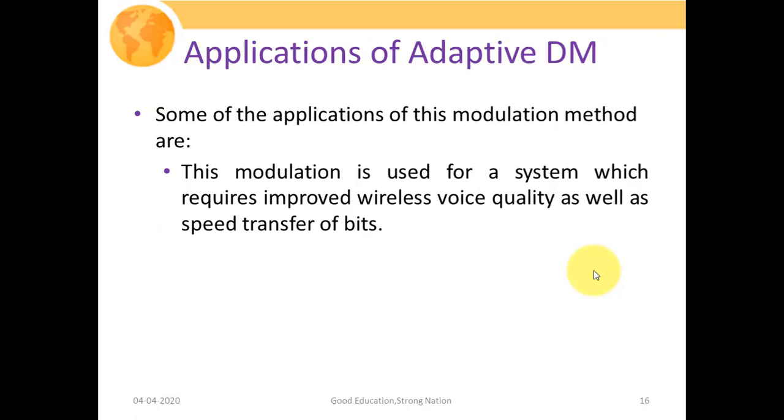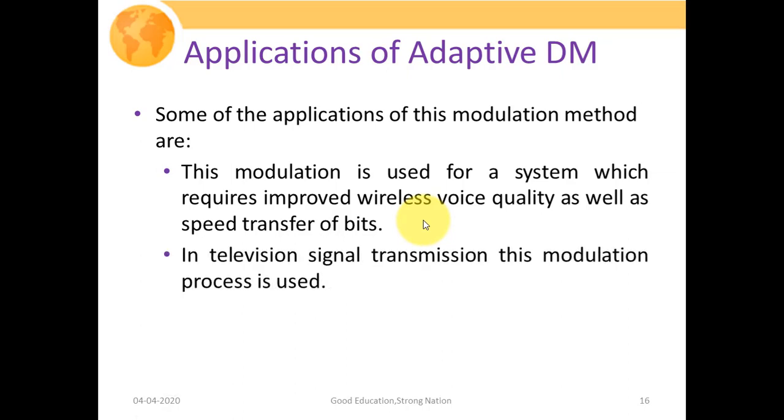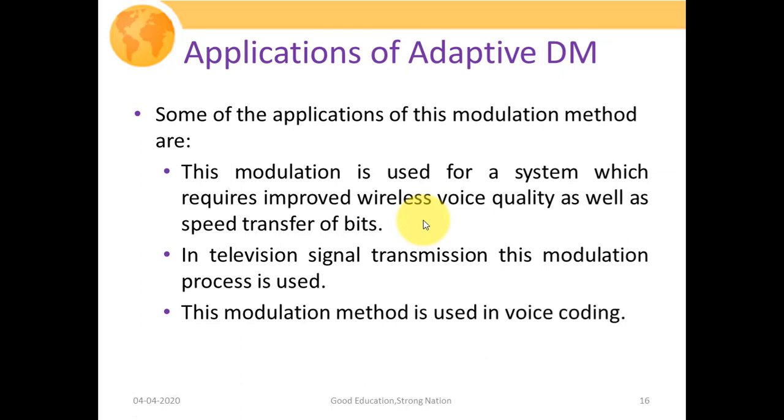Some of the applications of adaptive delta modulation are: this modulation is used for systems which require improved voice quality as well as high speed data transfer of bits, or we could say where we require a high data rate. At certain places, for television signal transmission, this modulation process is used. It is also used for voice coding where we require high compression with low noise power, so that ultimately we could have a high signal to noise ratio at the receiving side.